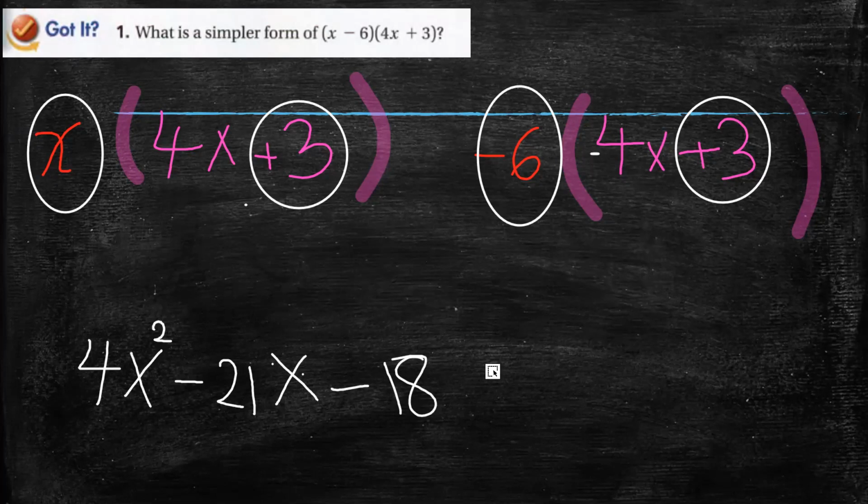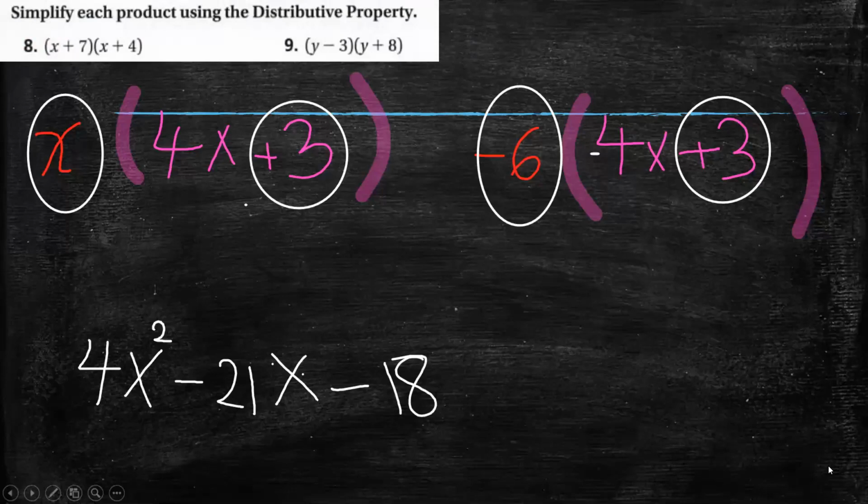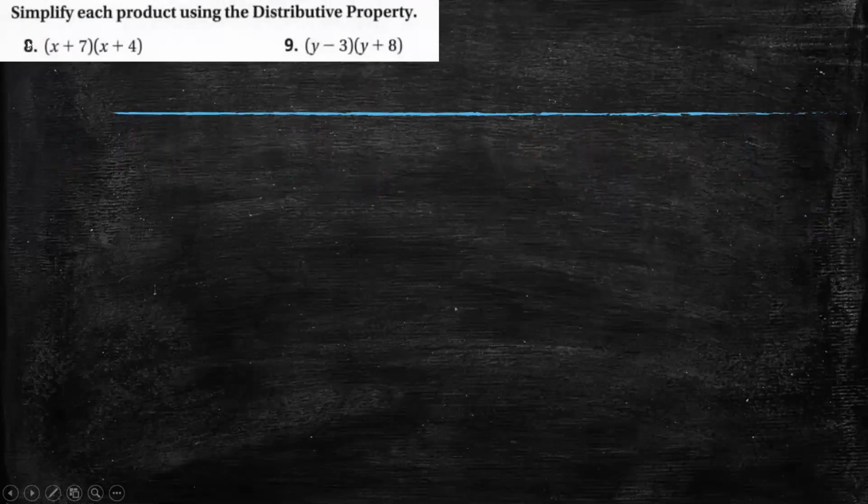Okay. Is it clear? Yes. Let's do another example now. Let's do number 8. Simplify the product here using the distributive property.